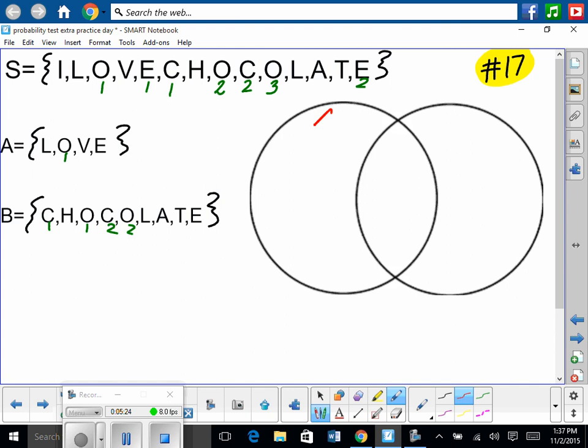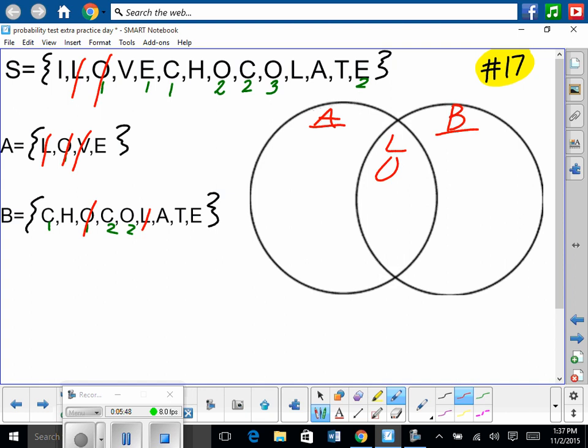Let's call this event A, let's call this event B. So in event A, we have an L, right? Do we have an L in here? Yes, okay, so we have an L in the intersection. We just took care of one of the L's, right? Was there only one L? They're not separate, they're the same L. That's why they're in the intersection. O, is there an O? Okay, so we took care of an O, it goes in the intersection.